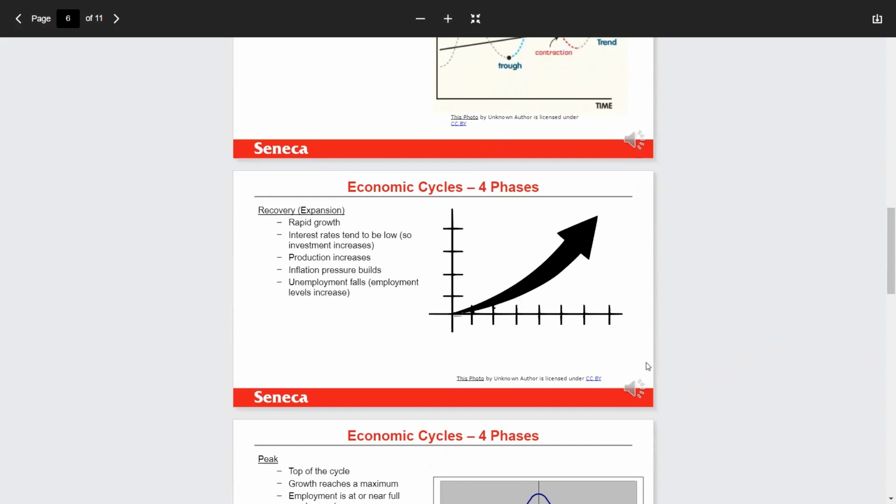So economic cycles, 4 phases: recovery, expansion, rapid growth. Interest rates tend to be low, so investment increases, production increases, inflation pressure builds, unemployment falls, employment levels increase.